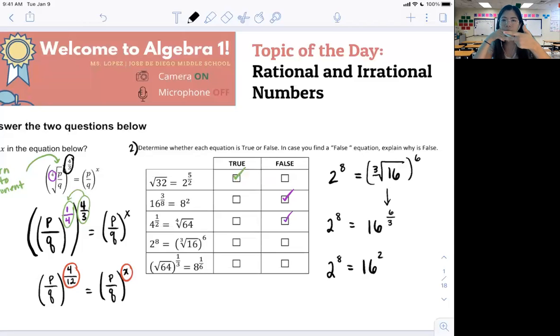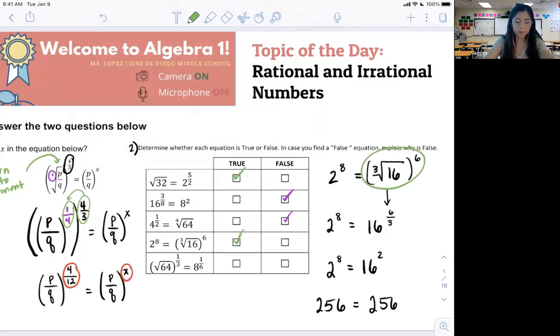Two times 2 is 256. And then what about 16 squared? 256. Also 256. We got a match. So do you guys notice how sometimes this kind of looks a little more complicated, but when you turn it into an exponent, you can clearly see that you can simplify it. And then we ended up with something that was actually pretty easy, not too bad at all.